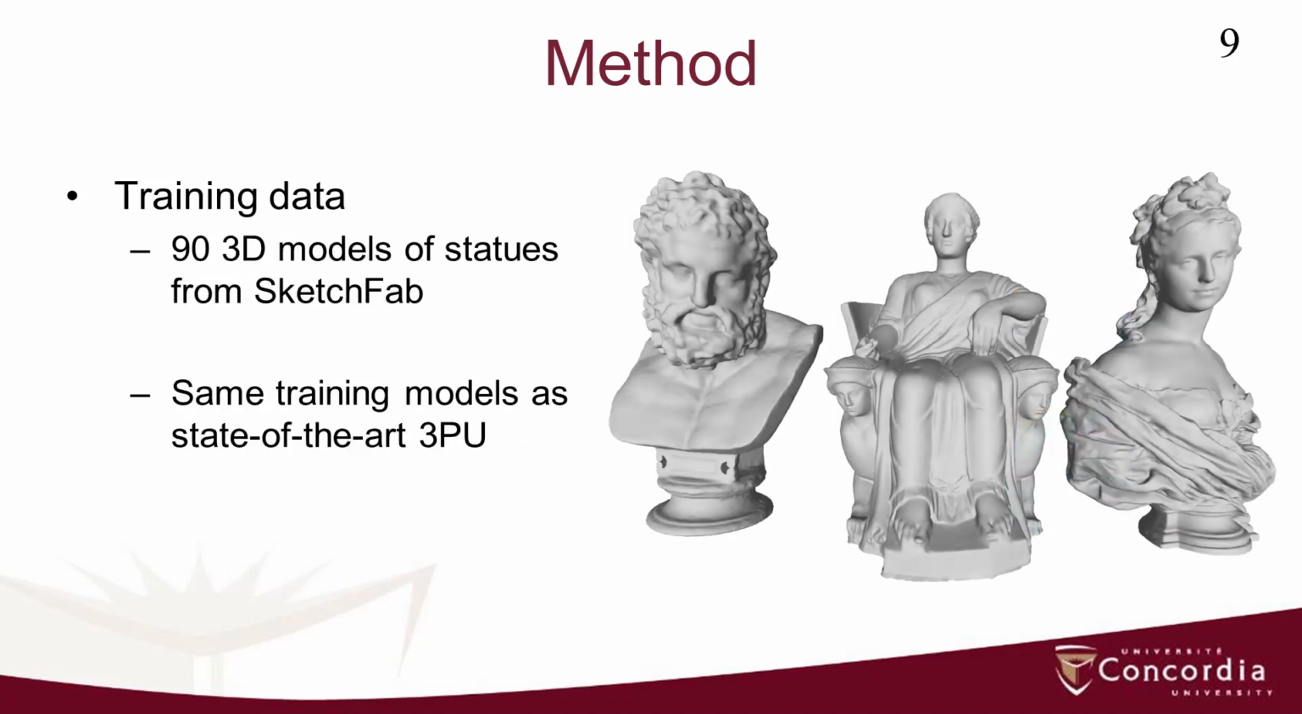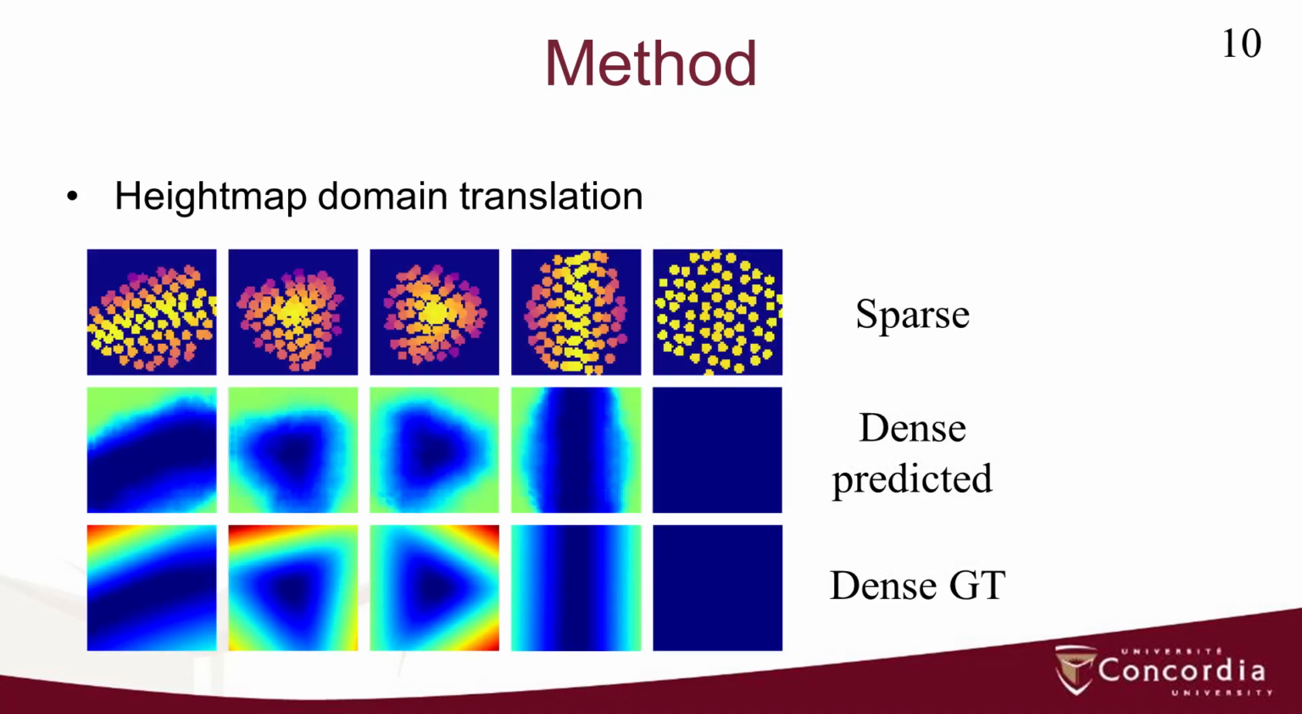Our training data is a set of 90 3D meshes of statues obtained from Sketchfab. This is the same training set used for the state-of-the-art point cloud upsampling method called 3PU. Each training example is a corresponding pair of a sparse and a dense height map for the same local neighborhood. After training the conditional GAN using the popular pix-to-pix method, we can generate a plausible dense height map for any sparse height map that we obtain from an input point cloud.